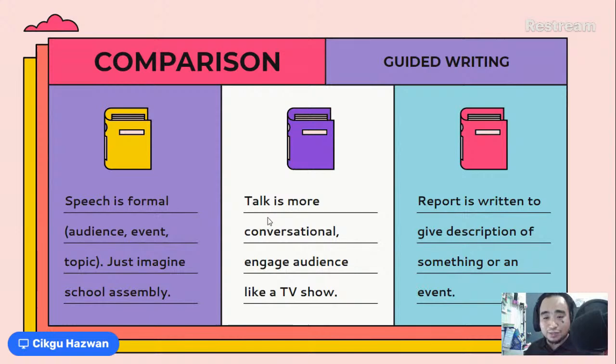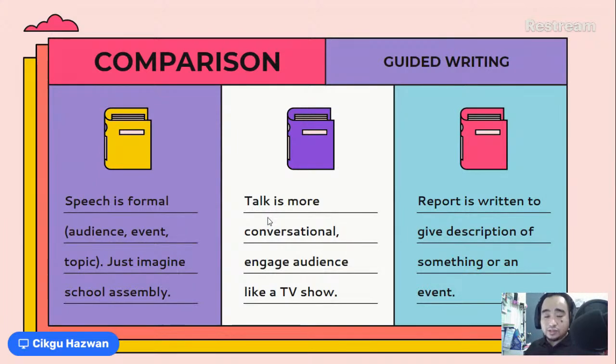Okay. Nampak sama tapi bukan dia. So speech is formal. You have the audience, you have the event, you have the topic. Just imagine a school assembly. So that is where you deliver a speech. Okay. You stand at the podium at the rostrum and you say, Assalamualaikum, good morning. I bow to here, I bow to there. Ladies and gentlemen. So that is a speech. It's a very formal type of essay. Okay. Talk, on the other hand, is more conversational. Okay, you try to engage your audience like a TV show.